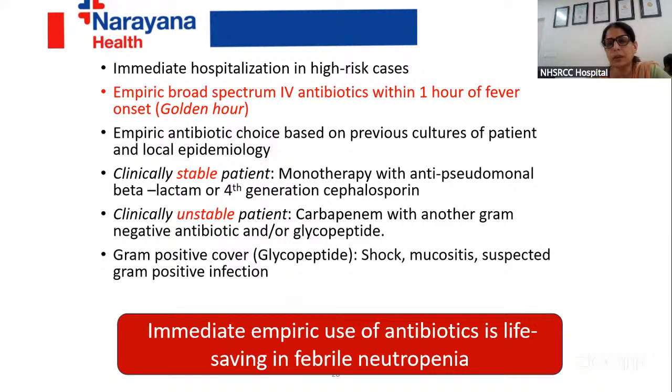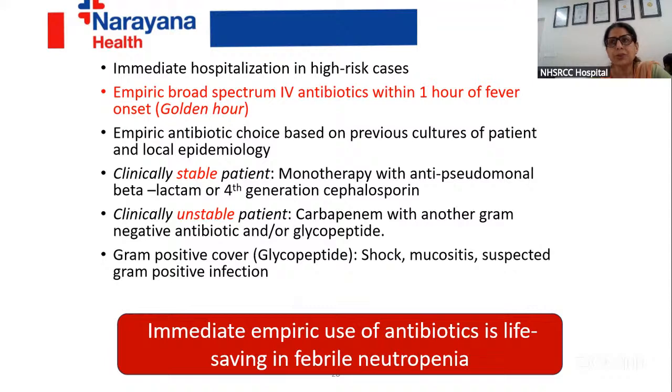At the same time, do a peripheral blood culture also. Send for aerobic and anaerobic blood cultures and start them on empirical broad spectrum IV antibiotics within 1 hour of fever, and that's known as the golden hour. So the golden hour is the 1 hour as soon as the child presents.